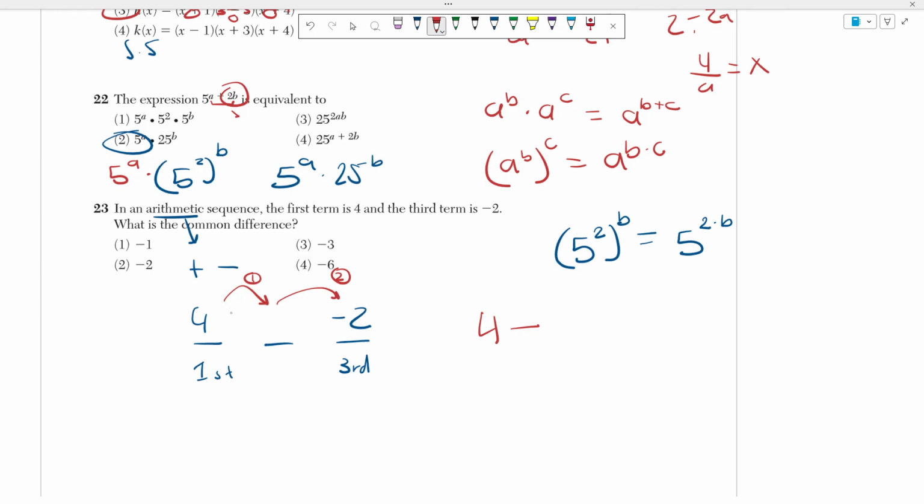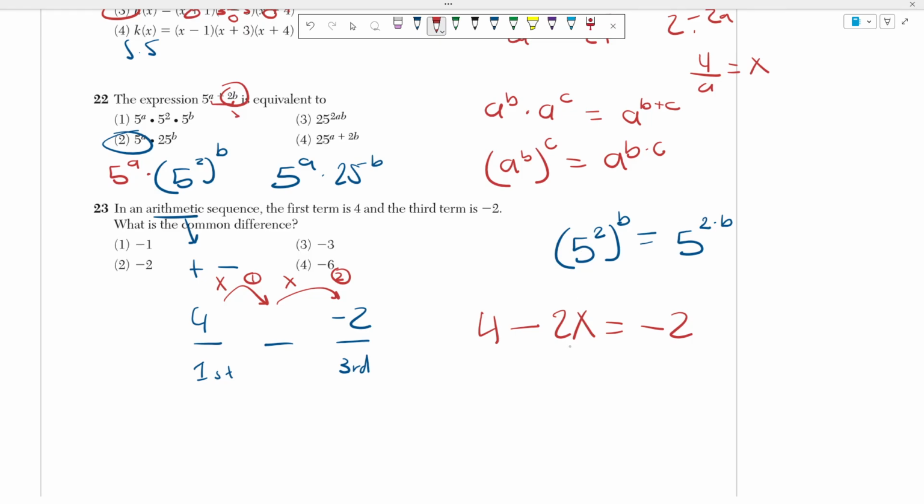And the common difference never changes. It's always the same. So I'm always going to be subtracting. And the common difference is always the same, so I subtracted by the same amount. Let's say that this is x and this is x, right? I subtracted 4 by x twice. So I have 4 minus 2x is equal to -2.